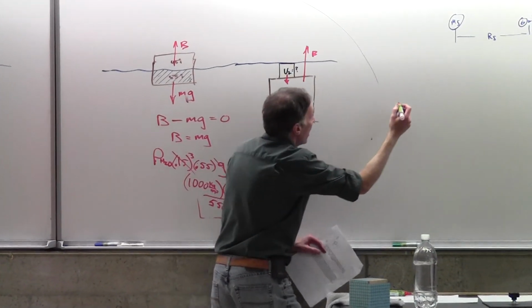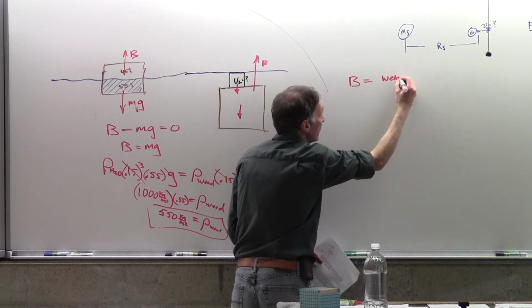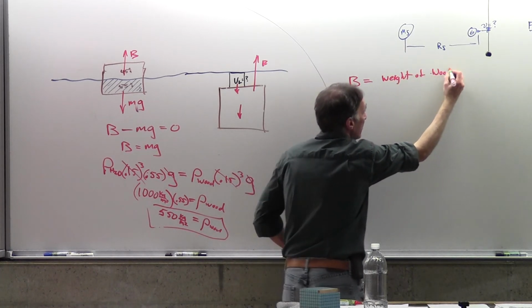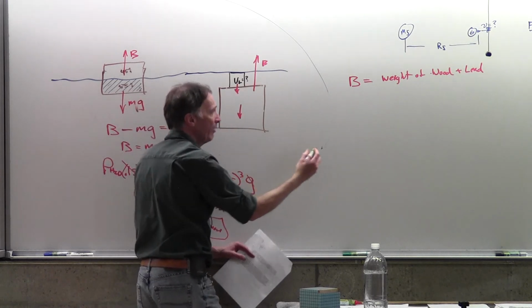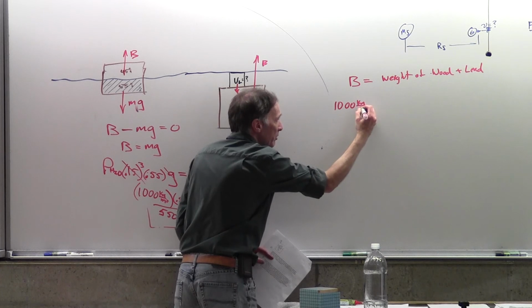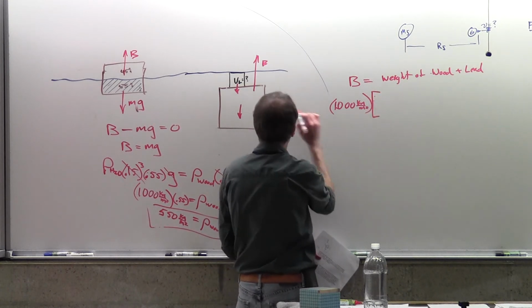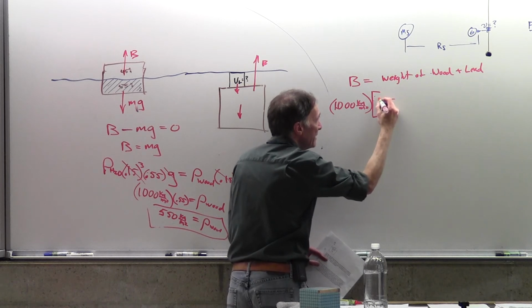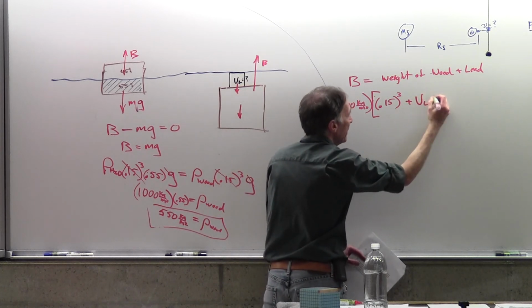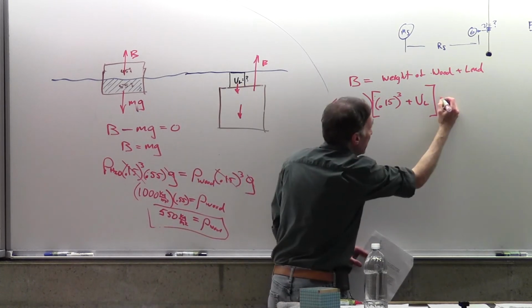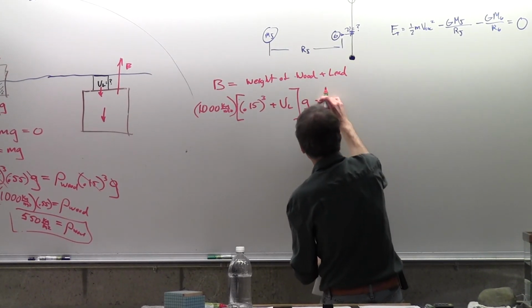I'd say basically the buoyant force is equal to the weight of the wood plus the lead. And that buoyant force is equal to the weight of the displaced water. So that would be 1,000 kilograms per cubic meter, that density, times the volume, 0.15 meters cubed, all of the wood block, plus the volume of the lead, and times g. So that's the density times the volume, that's the mass, times g is the weight of the displaced water, is equal to the weight of the wood plus the lead.